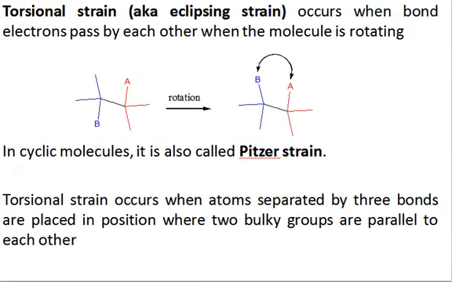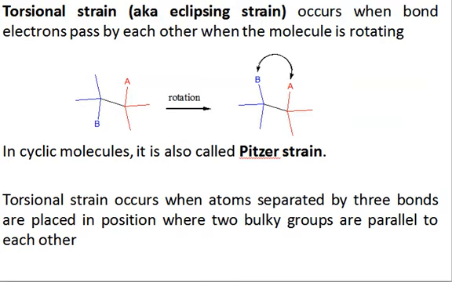Now we have a third type of strain, and this third type of strain is known as the torsional strain. It's also known as the eclipsing strain, right? Whether that's torsional or eclipsing strain, it occurs when bond electrons pass by each other when the molecule is rotating, right? Suppose we have two bonds, and each bond has two electrons. If a bond is rotating, it means the electrons in it are also moving. So if two bonds move past each other, it means the electrons of the bonds are passing by each other right here.